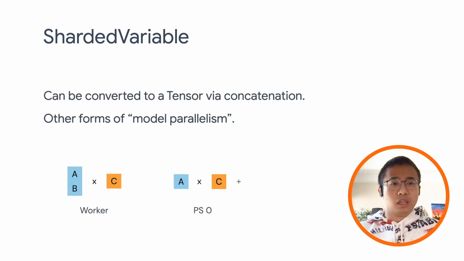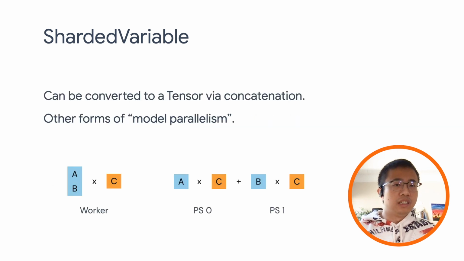Sharded variable can be converted to a tensor by concatenation, so that it can work with most of TensorFlow libraries seamlessly. There are also other forms of model parallelism related to variable sharding that don't require concatenating all of the shards. For example, we can do sharded matrix multiplication on parameter servers and then concatenate the results on workers, as opposed to concatenating all the shards on workers first, then do matrix multiplication.